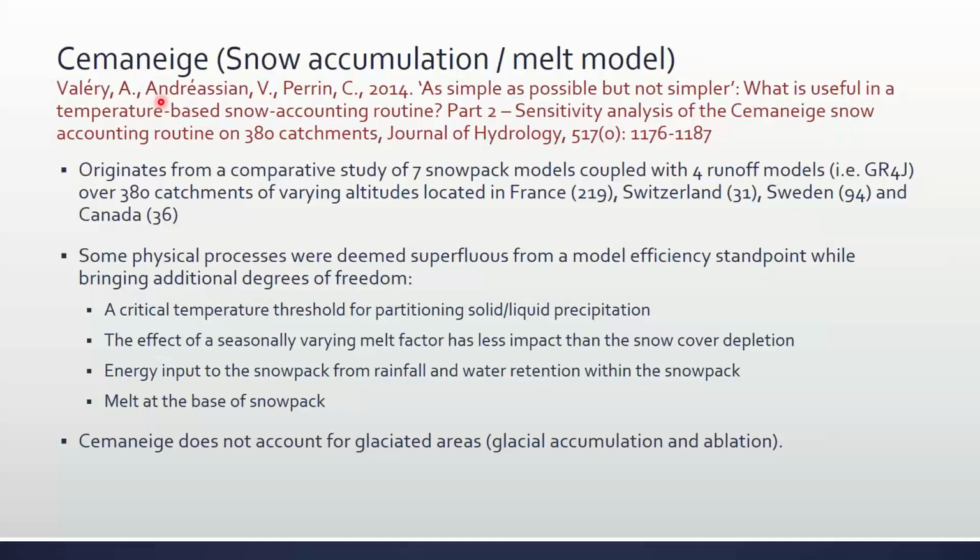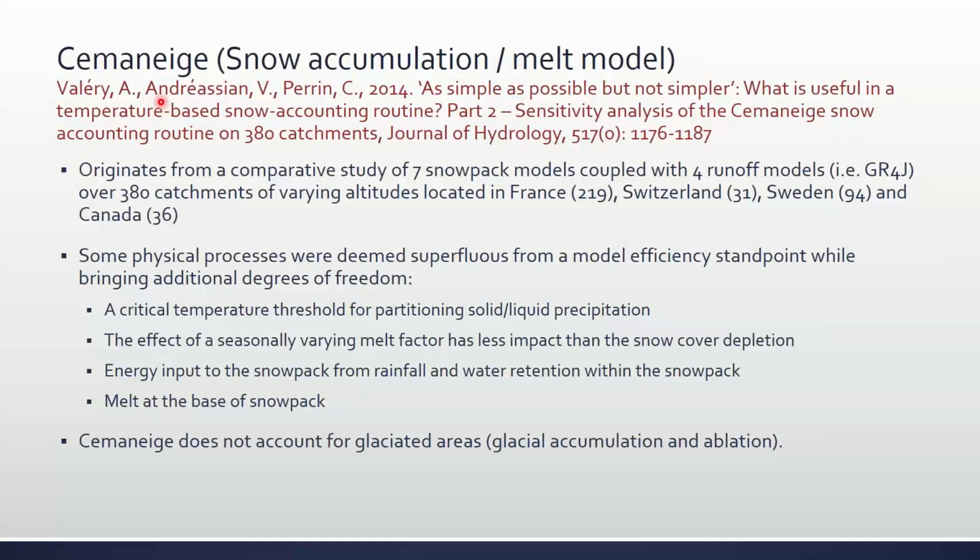It was found that some physical processes were basically superfluous from a model efficiency standpoint, while bringing additional degrees of freedom. So the critical temperature threshold, which is a very popular way of partitioning solid and liquid precipitation, was found not to be the greatest way of doing this, and we'll see what that model suggests instead.